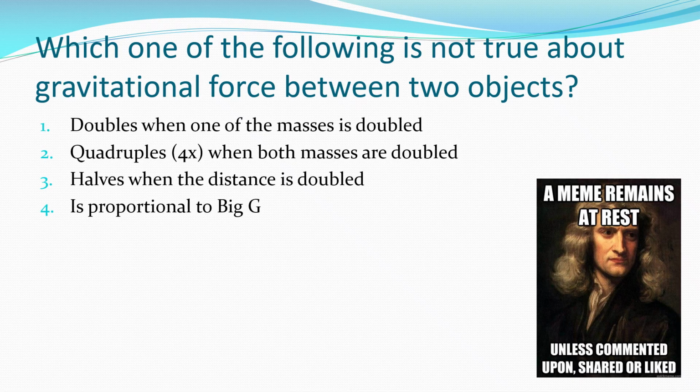All right, quick question for you. Which of the following is not true about the gravitational force between two objects? Doubles when one of the masses is doubled. Yep, we saw that was true. Quadruples when both masses are doubled.